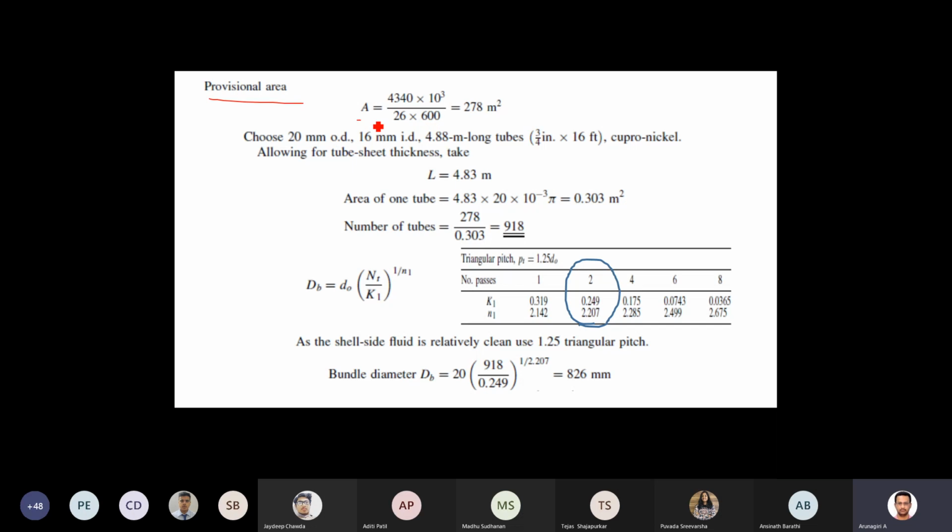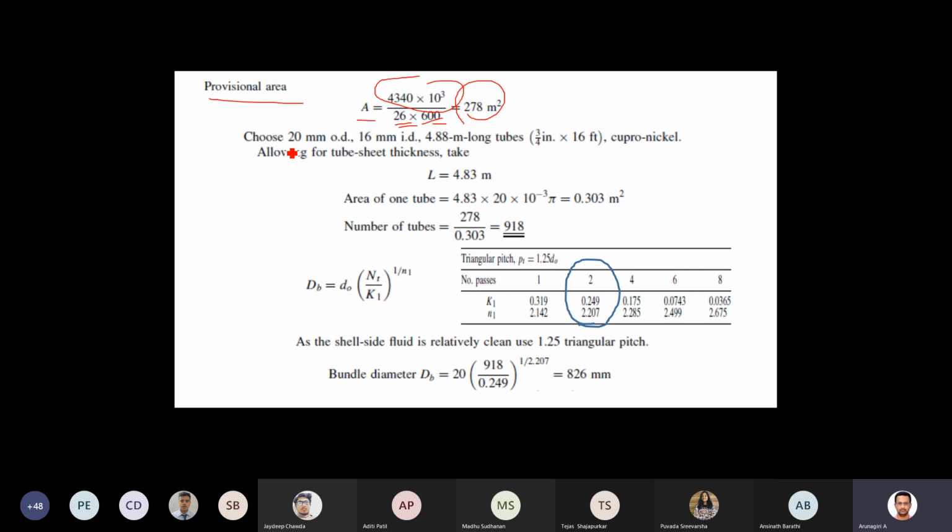So this is the provisional area. This is the load, and this is the LMTD: 31 into 0.85, that is 26.35. Your U value, the assumed value, is 600. So you get the provisional area. This is the area that we are providing for this exchanger to meet the requirements.